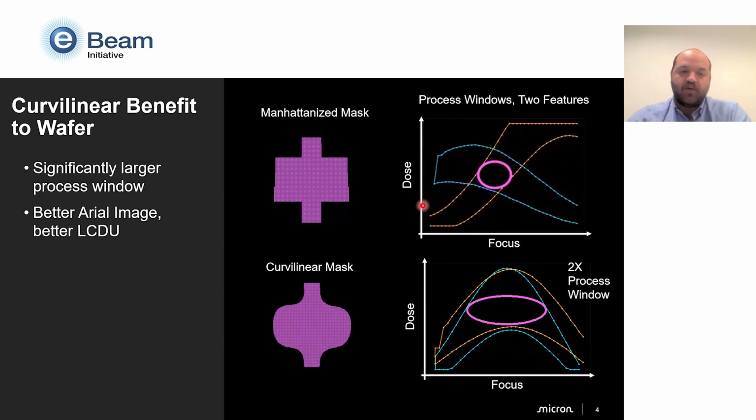You can see that when we go from a Manhattan pattern to a curvilinear pattern, the process window increases significantly. It more than doubles. Everything gets better. You have better NILS, better overlapping dose latitude, and better local CD uniformity. So with the challenges of continuous scaling, you need multi-beam writers for curvilinear patterns, and now you need mask process corrections, or MPC, to improve this as well.